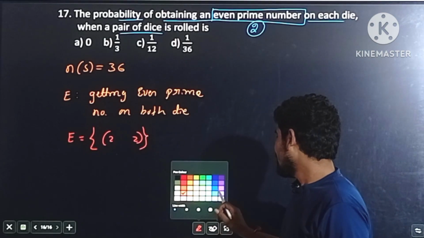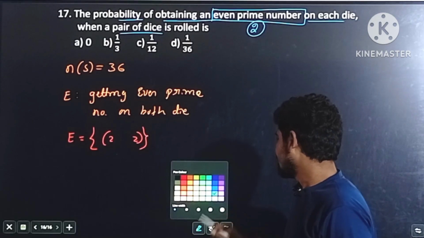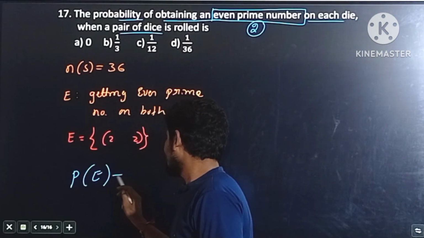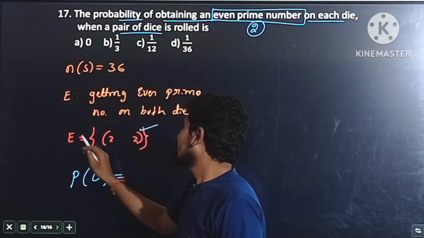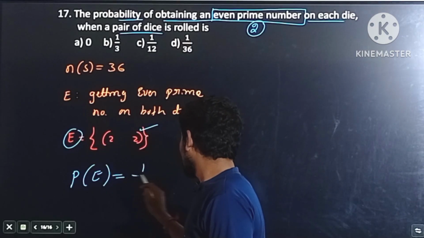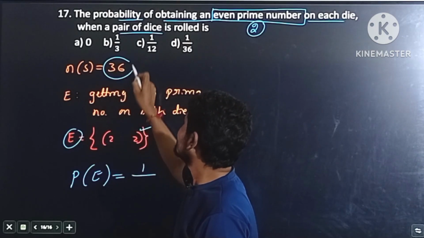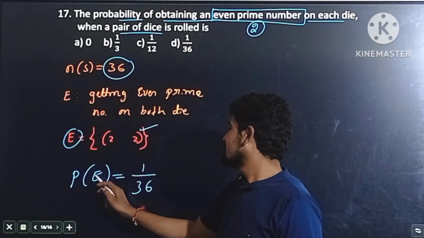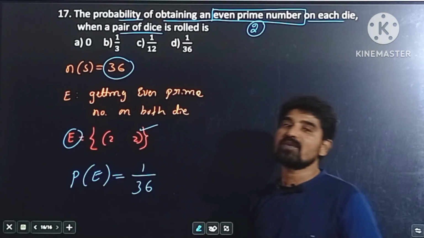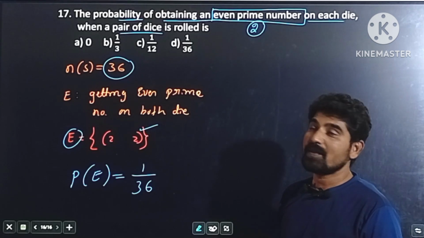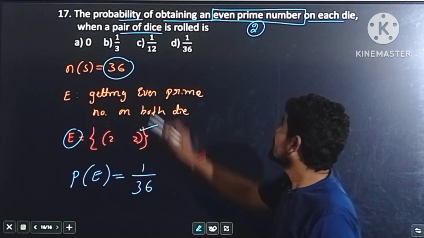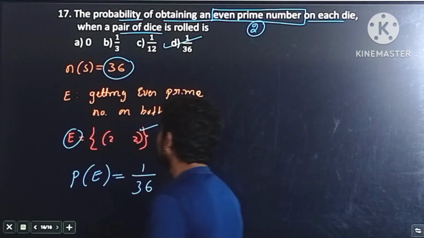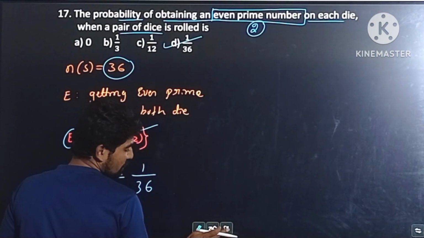Therefore, the probability of getting this event E is the total number of possible outcomes in the event E, which is 1, divided by the total number of outcomes in the sample space, which is 36. Therefore, 1 by 36 is the probability of getting an even prime number on both dice when a pair of dice is rolled. So option D is the right answer. I hope all of you understood this question. Now, let's start the next question.